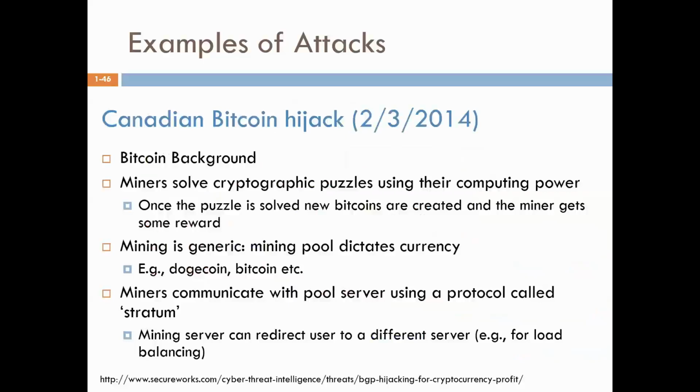Okay. The third example was related to Bitcoin. It was a Bitcoin hijack that occurred in Canada in 2014. To understand how this hijack works, I'll give you a little bit of background about how cryptocurrency and Bitcoin work. Bitcoin and other cryptocurrencies are based on something called a blockchain. A blockchain is basically just a data structure. A blockchain consists of blocks where every block contains a group of transactions.